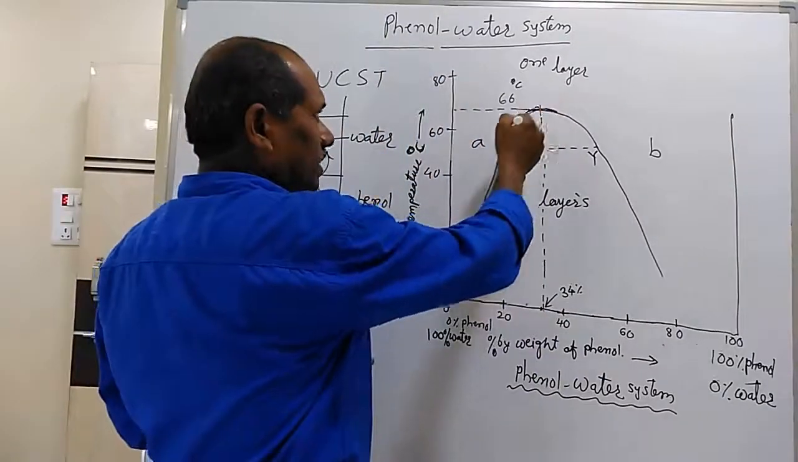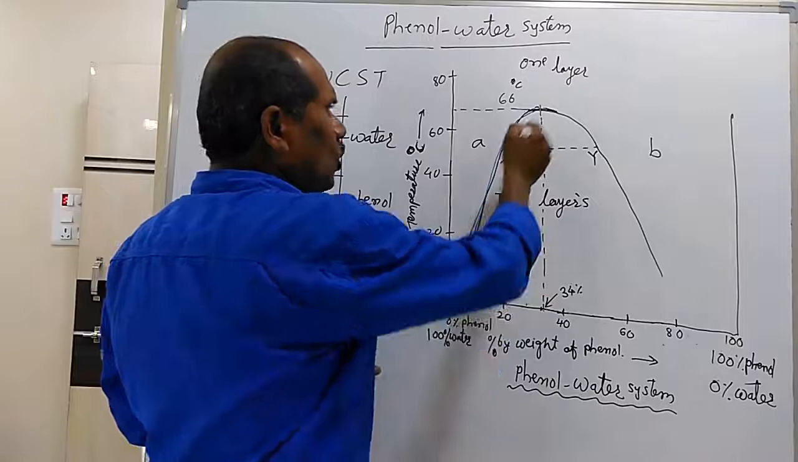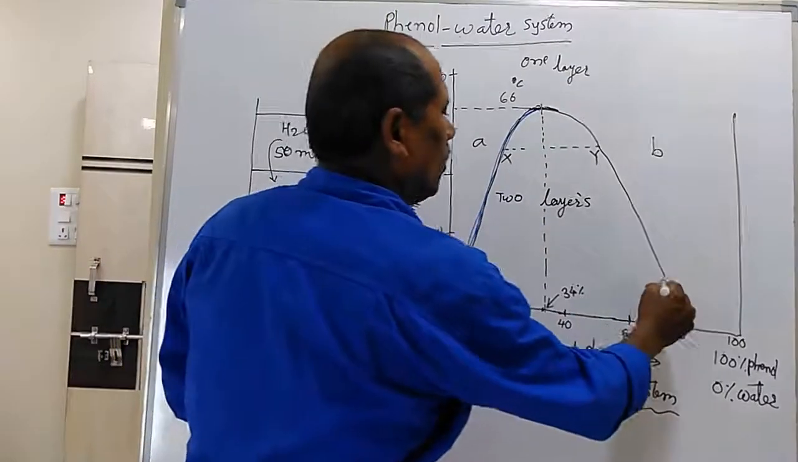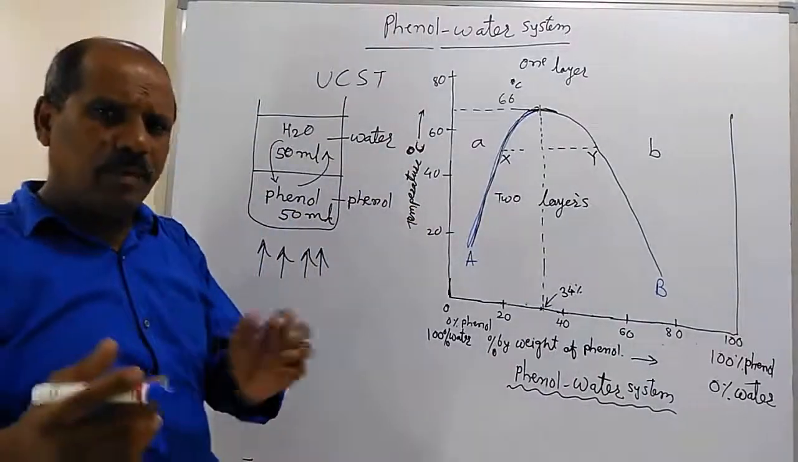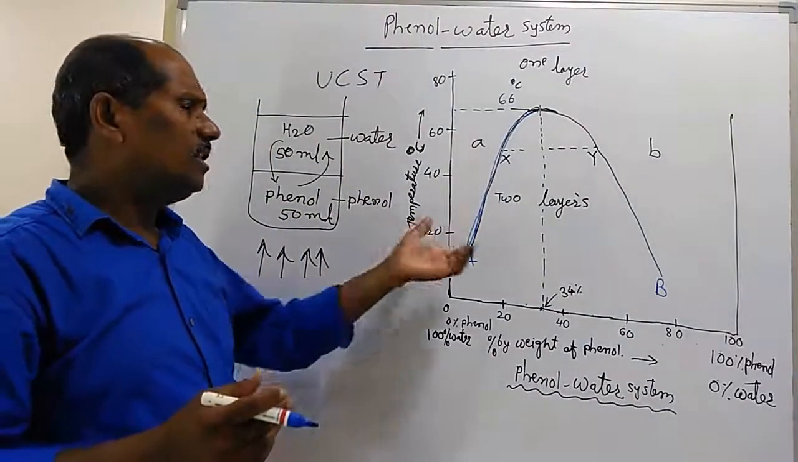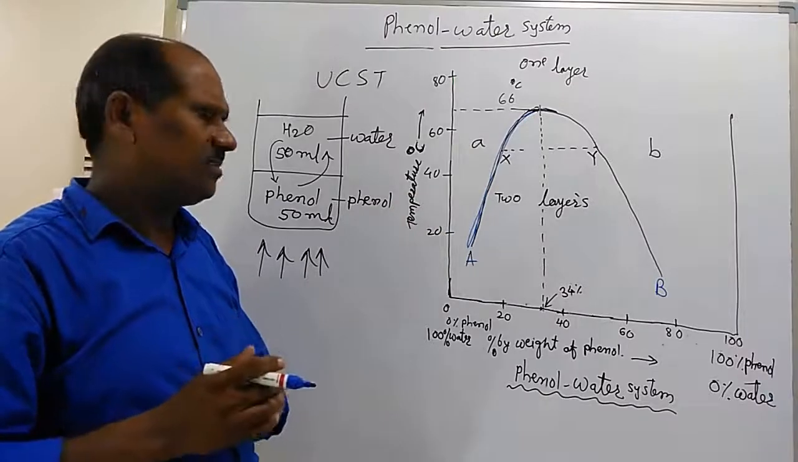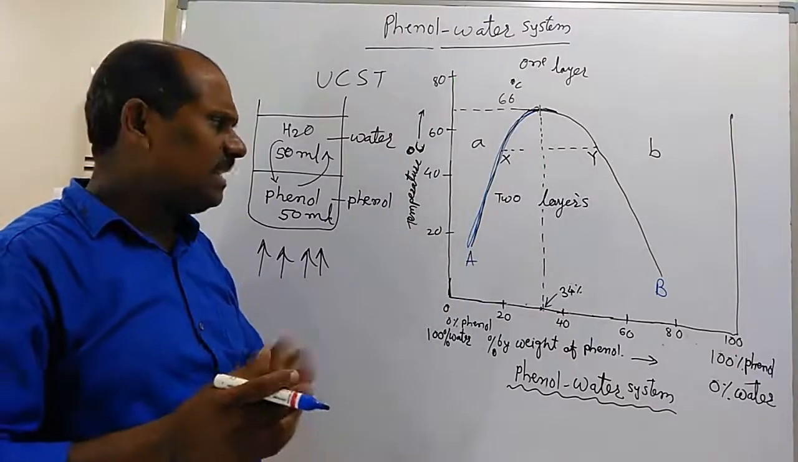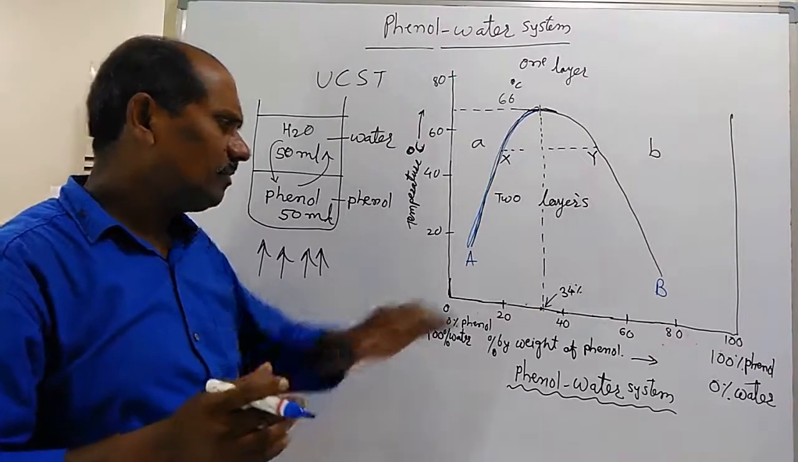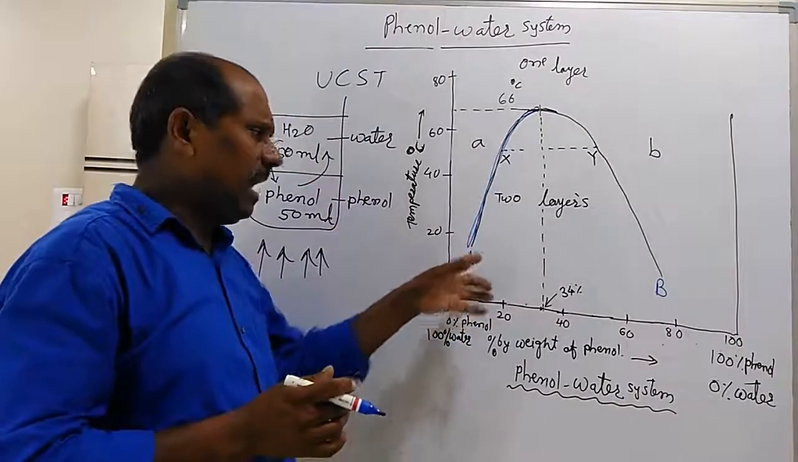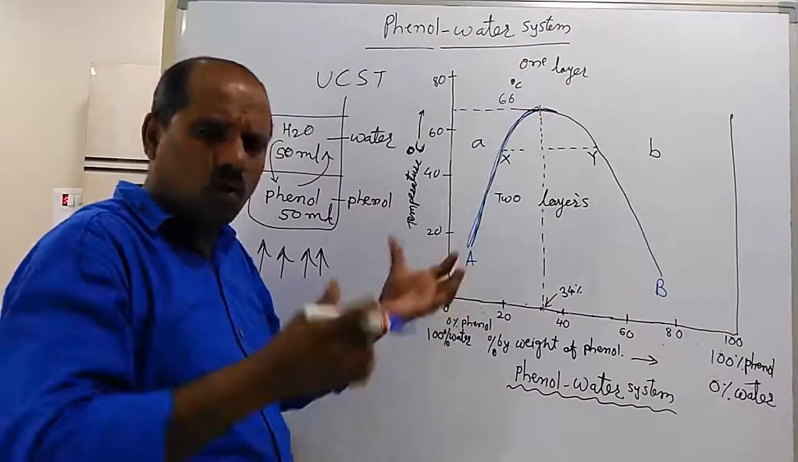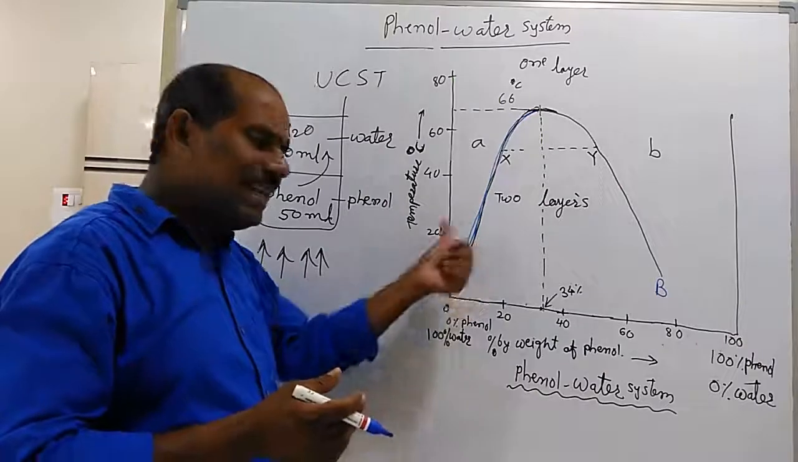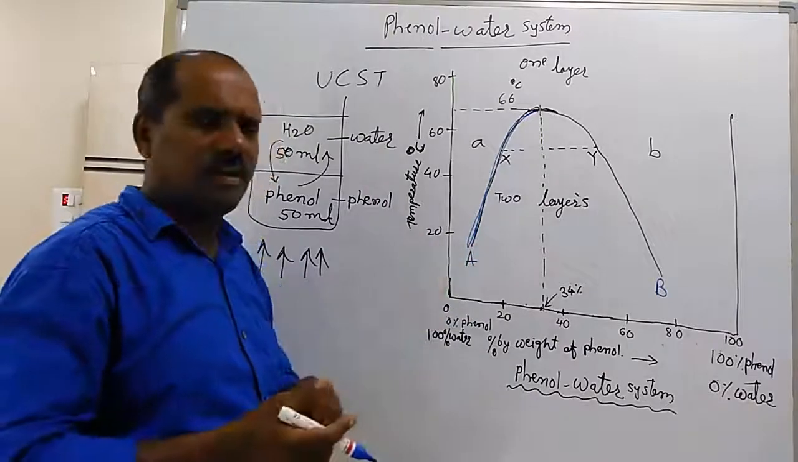graph, this one, shows the effect of temperature on the solubility of these two partially miscible liquids. At the point A, ordinary temperature, there is some quantity of phenol in water. At the point A, the quantity of water is more and the quantity of phenol is less. But there is a partial miscibility at the point A.